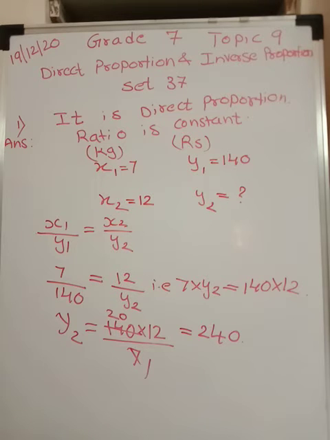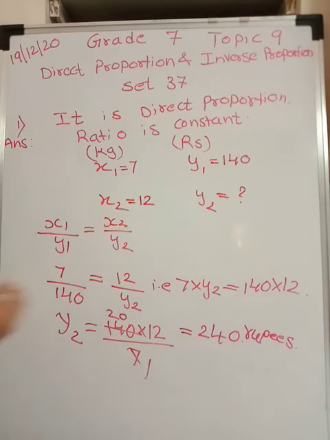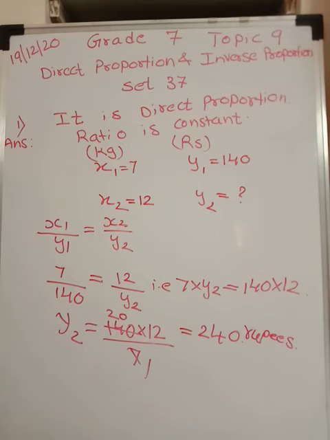So what is the cost? You may say it is 240 rupees. Have you understood? So always write like this, kgs and rupees. Is this clear? So there are different varieties of how you can write. Anyway, the ratio is always going to remain constant.